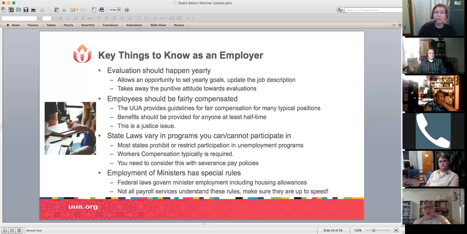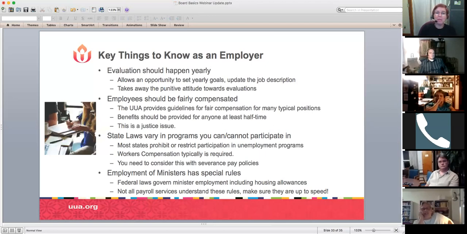So you need to keep that in mind when you're thinking about your employee handbook and what your severance pay policies are going to be. If your employees cannot access unemployment, our severance pay policies should be fairly generous, especially if we're letting someone go, we're eliminating a position, a layoff of that sort. So you need to pay attention to that. Workers' compensation, on the other hand, is almost always required. So you don't have to pay unemployment, you've got to pay workers' comp.